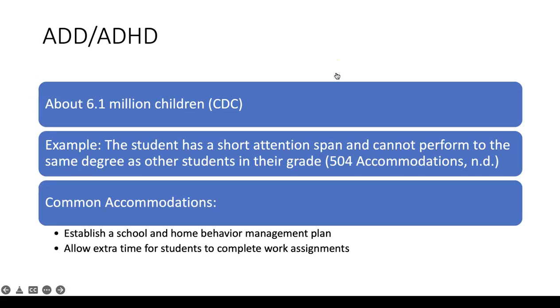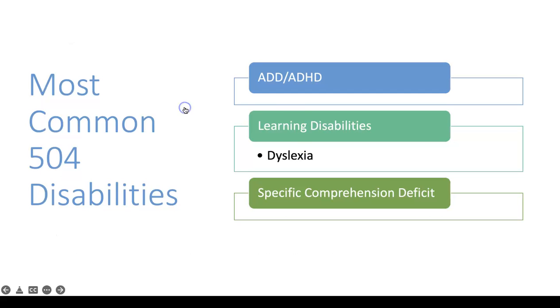Looking at ADD and ADHD, about 6.1 million children have it. An example would be the student has a short attention span and cannot perform to the same degree as other students in their grade. Common accommodations include establishing a special home and school behavior management plan or allowing extra time for students to complete work assignments in class.